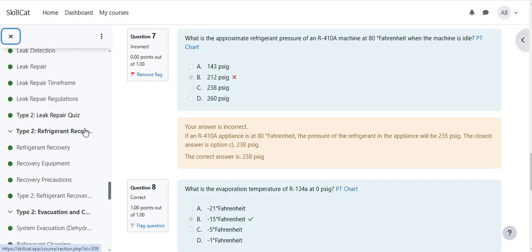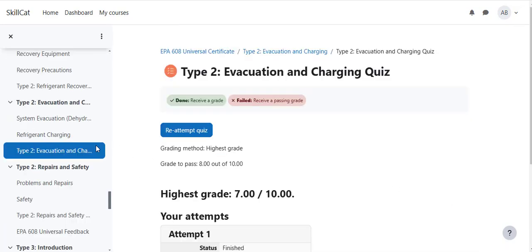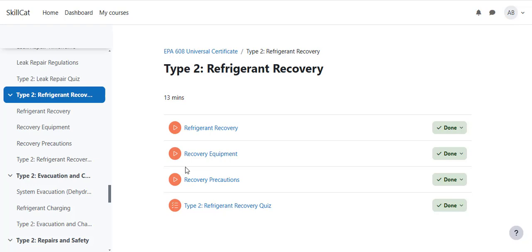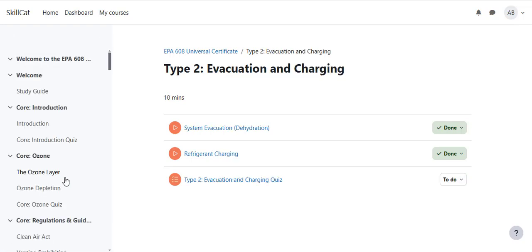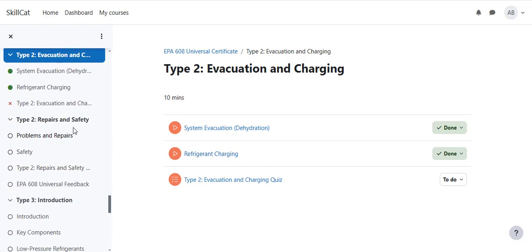Okay, we are done here today. We finished refrigerant recovery, recovery equipment and recovery precautions. After this, we finished evacuation and charging, and that's all for this type 2. The next one we will finish repairs and safety. This way, we will finish this type 2.